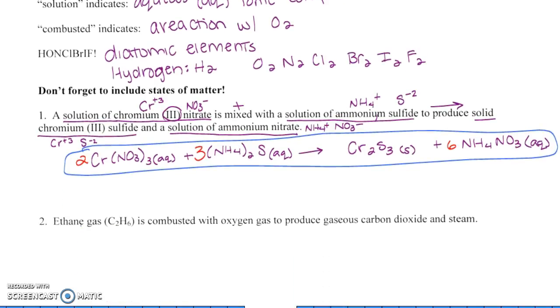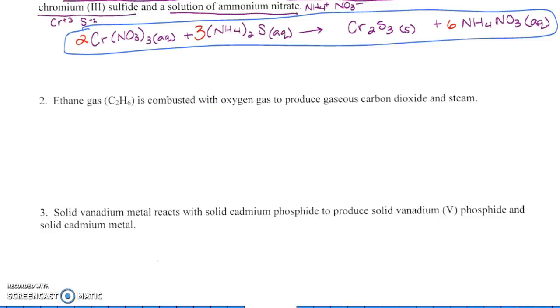Let's take a look at another example. So in this example, they give us the name of the compound, but we don't necessarily know what that means. So they also give us the compound. So C2H6, that's an easy one. It's given to us.